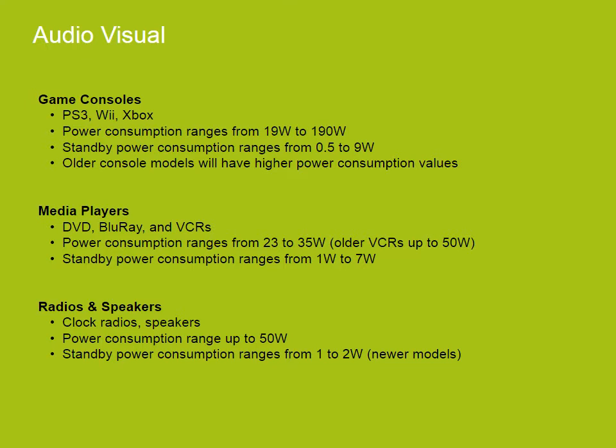Media players, such as DVD, Blu-ray players, and video cassette recorders, have a varying power consumption from 20 to 35 watts, with older VCR models up to 50 watts. Standby power consumption ranges from 1 to 7 watts. Clock radios and speakers have a power consumption of up to 50 watts, depending on the size of the system. Newer models have a low standby power consumption between 1 and 2 watts.